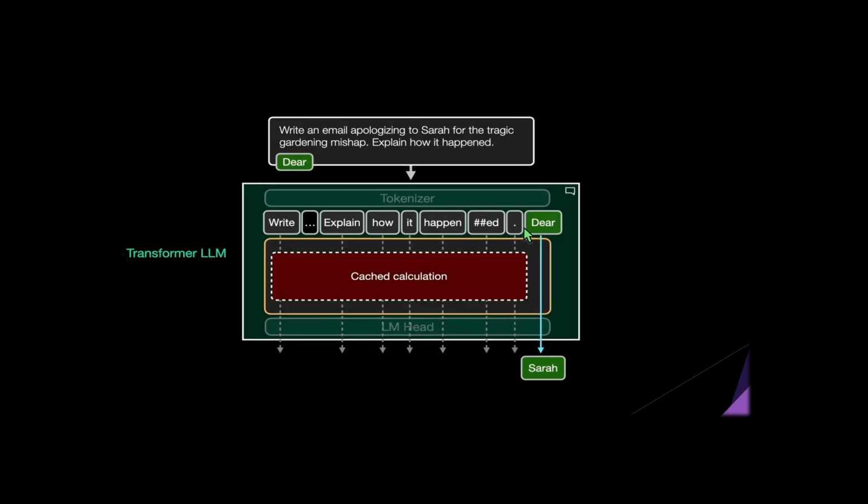I hope this explanation helped you understand how the transformer architecture processes and generates text efficiently.